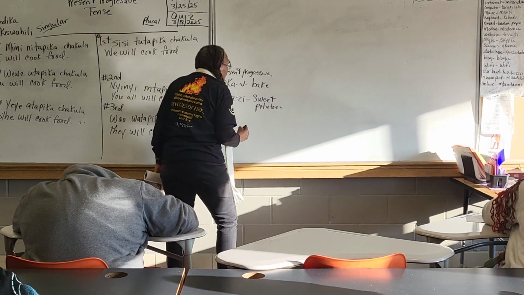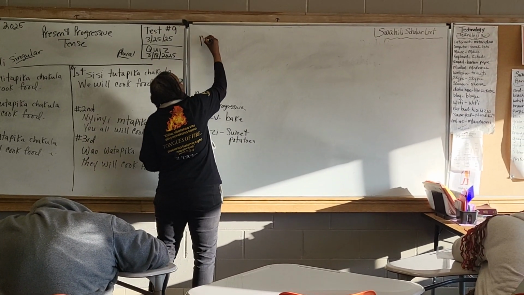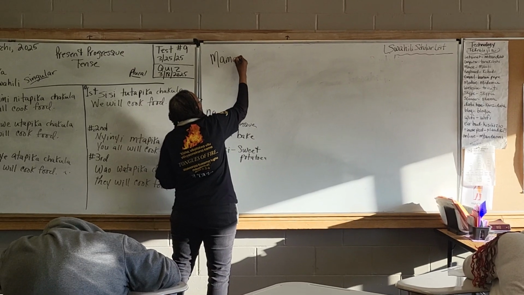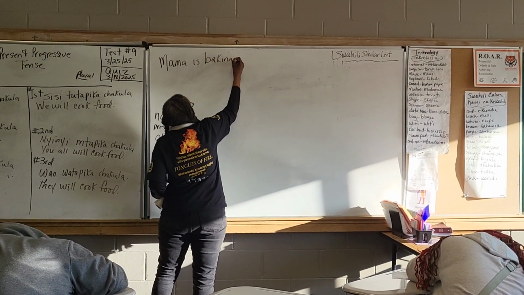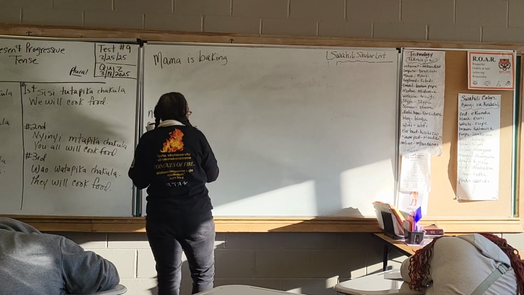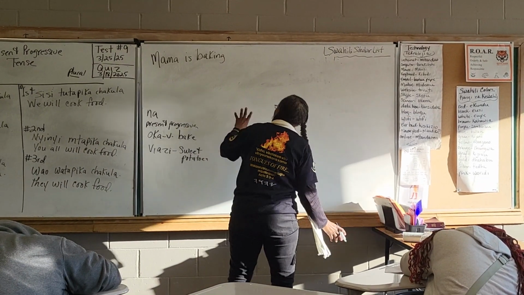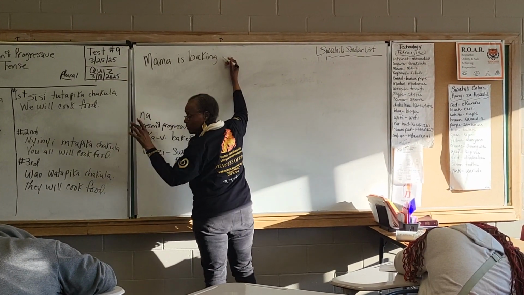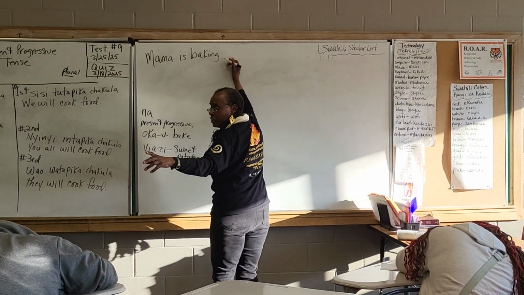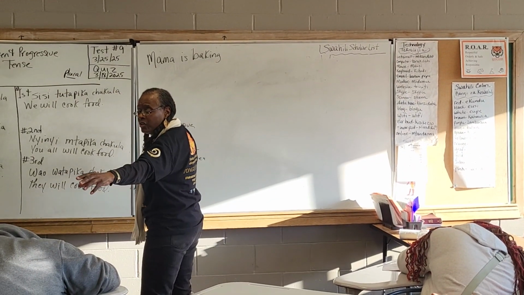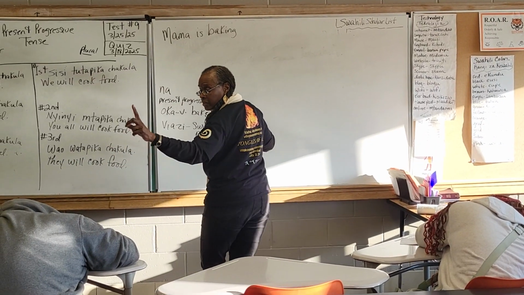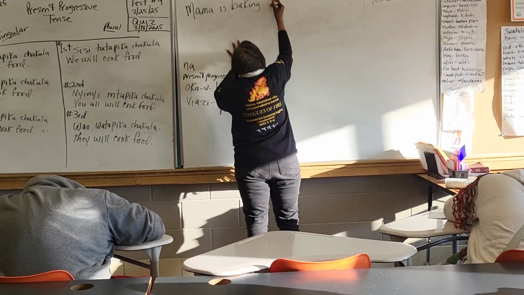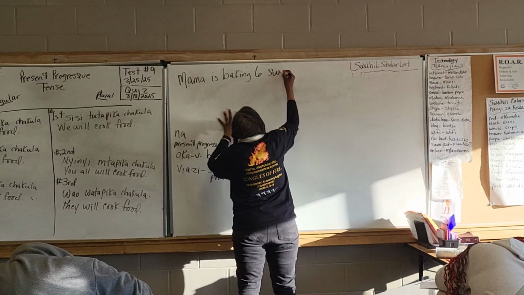All right. Now, the sentence in English is Mama is baking sweet potatoes. It doesn't say a number, that's just the sentence. MG. Mama's baking sweet potatoes. She's not baking like 5 or 6 or 12. Mama's baking 6 sweet potatoes.